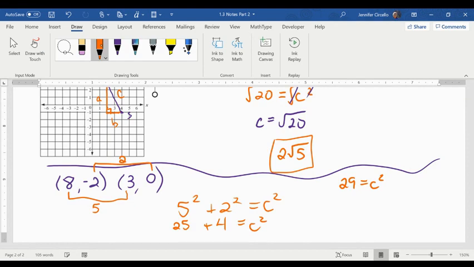And then you would take the square root of both sides so that the squared and the square root cancel out. And then 29 is where you'd need to make a factor tree, but guess what? 29 is a prime number, so it cannot be reduced. So c equals the square root of 29 is the final answer. Okay, try some of these on your own.